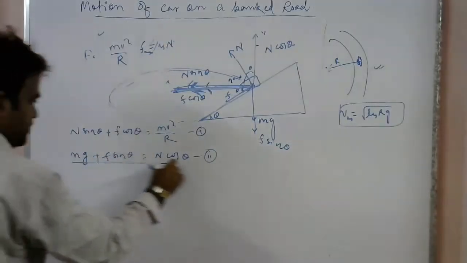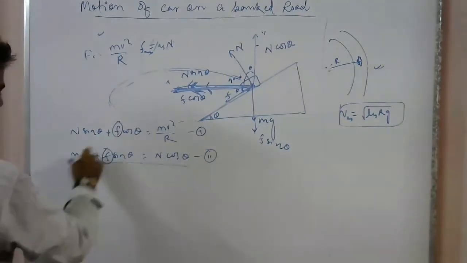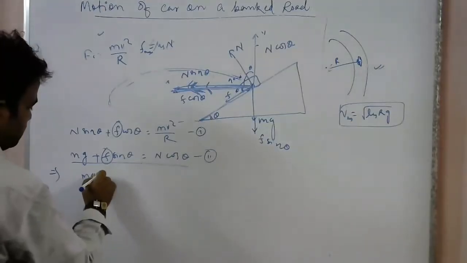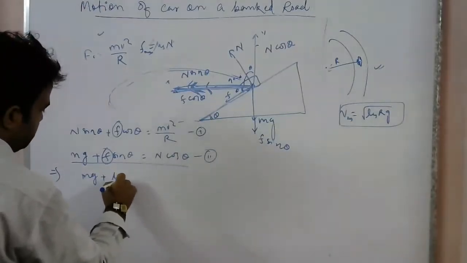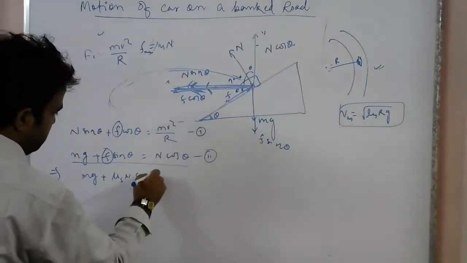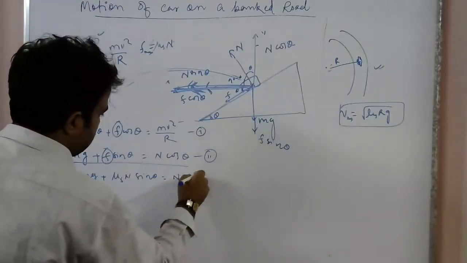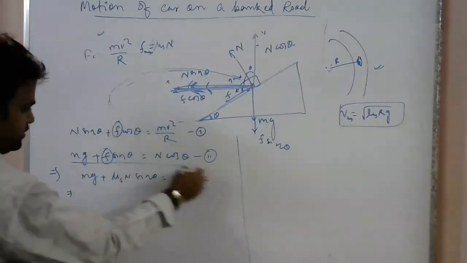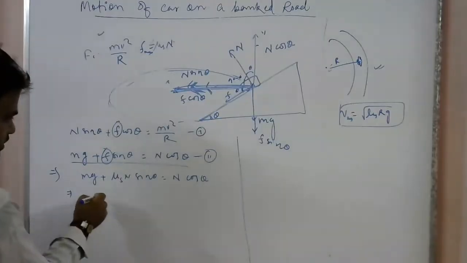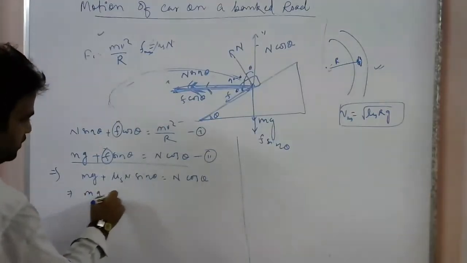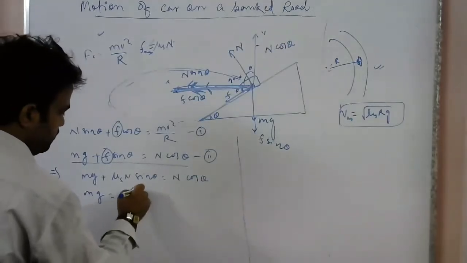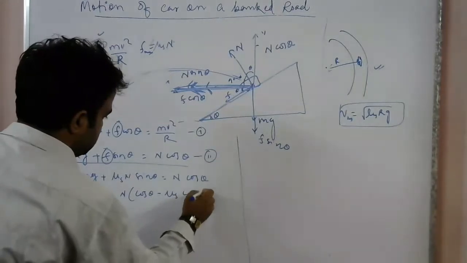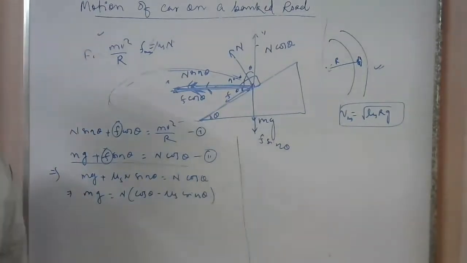So if we use this, we can remove all the friction and write in terms of mu s N. So I can write mg plus mu s N sin theta is equal to N cos theta, or I can take N common here, so I can write mg equal to N times cos theta minus mu s sin theta. I have taken this term to the right side, right?